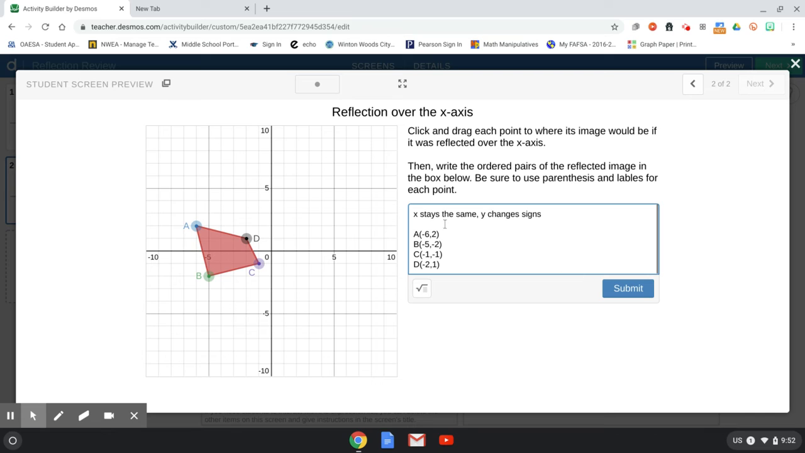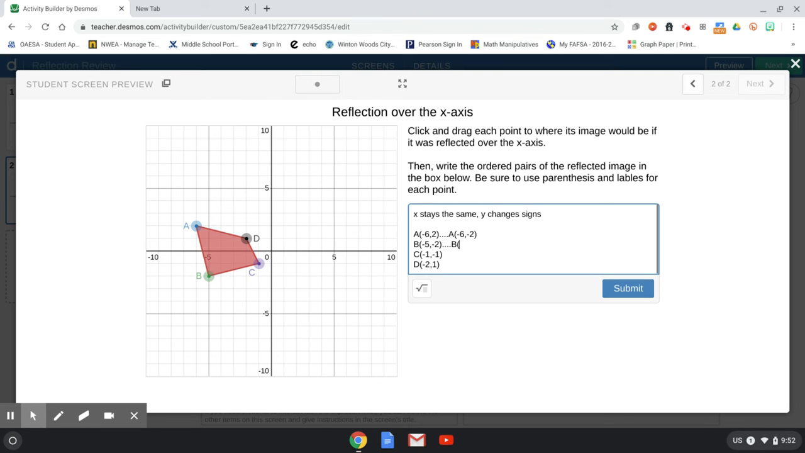All right. So I'm going to apply this same thinking. First number stays the same. Second number changes signs. So if my first number is a -6, it's going to stay a -6. And then this time my second number is a 2. It's going to become a -2.